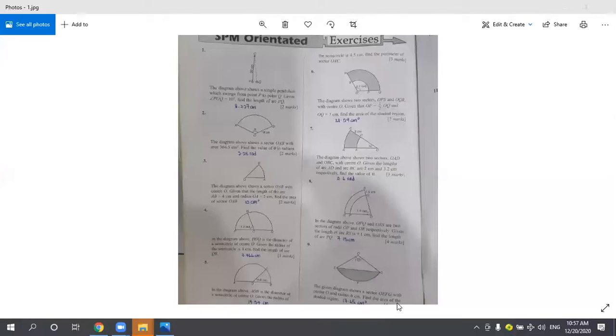Okay, find the area of the shaded. So if you want to find the area of the shaded, you have to use the larger minus the smaller. Okay, so 1/2 r squared theta minus 1/2 r squared theta. So this is 2.1. So you're getting the answer 38.59.